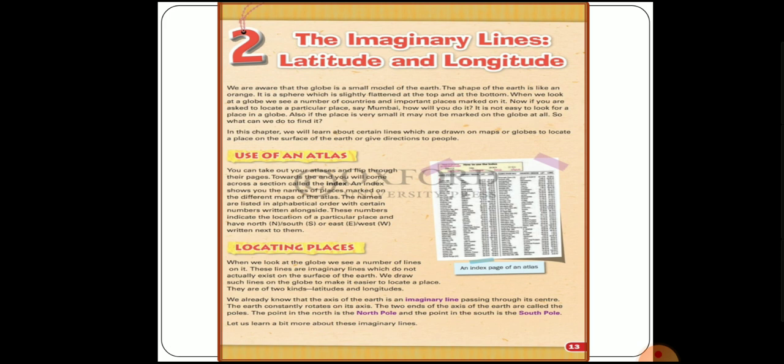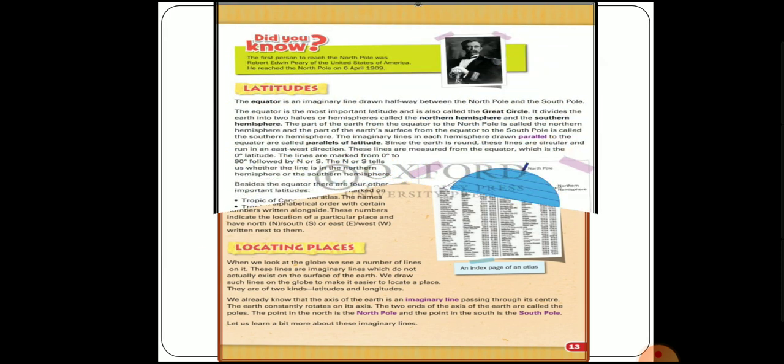Latitudes and longitudes. We already know that the axis of the earth is an imaginary line passing through its center. The earth constantly rotates on its axis. The two ends of the axis of the earth are called the poles. The point in the north is the north pole and the point in the south is the south pole. So the point located on the north side is the north pole, and the point located in the south is called the south pole. We will learn more about them now.